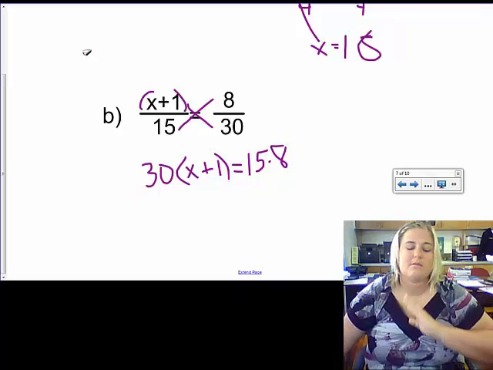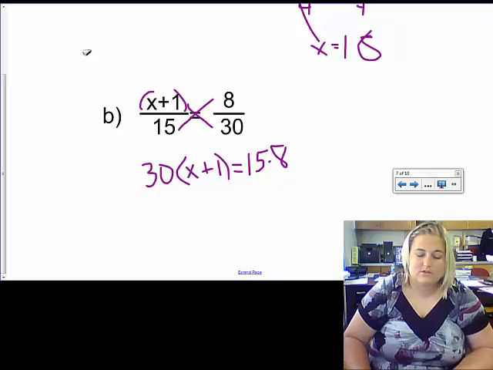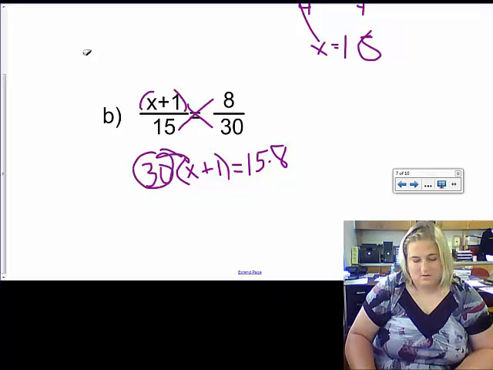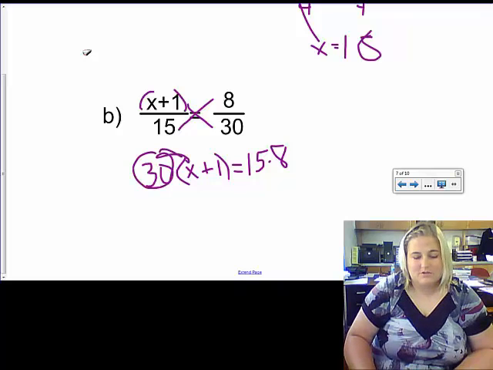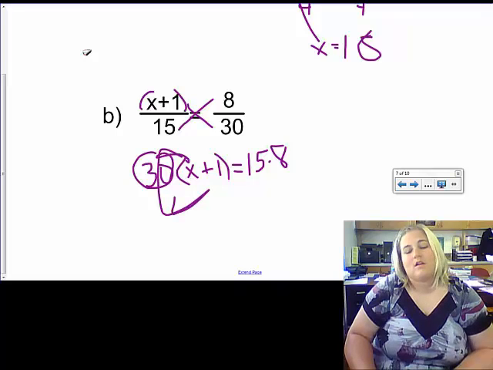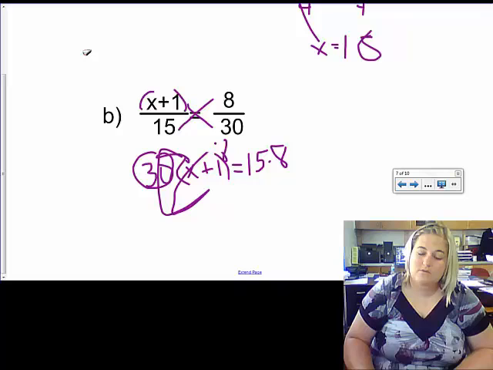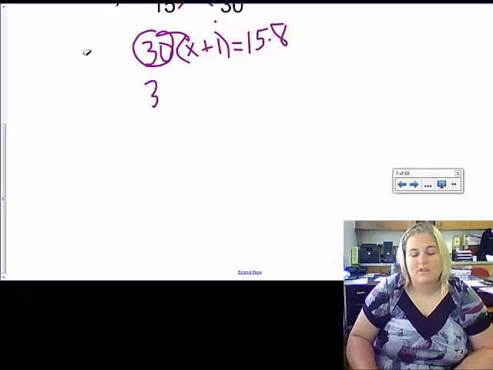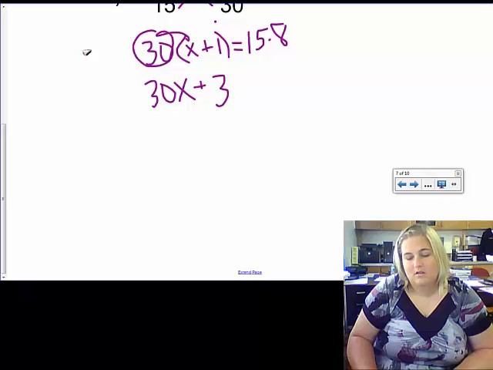Okay, so whenever we do this, I have 30, which I have to distribute to everything on the inside. I wish my pen was working right, because this is very difficult to do. So I have 30 times X, which is 30X, plus 30 times 1, which is 30, equals 15 times 8, which is 120.